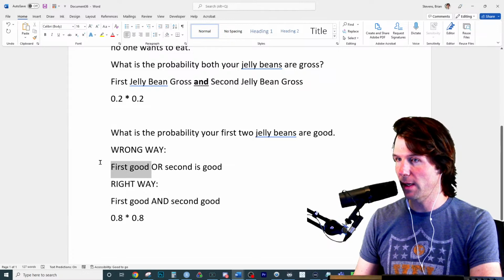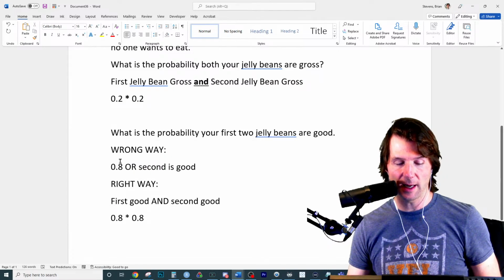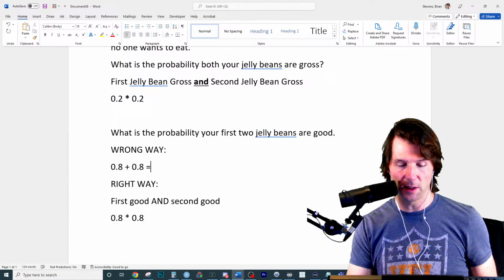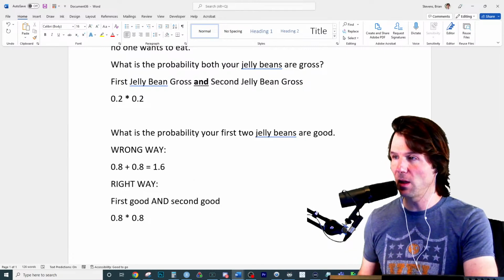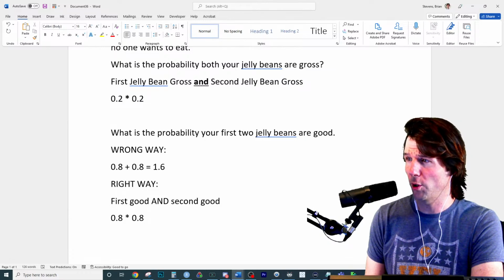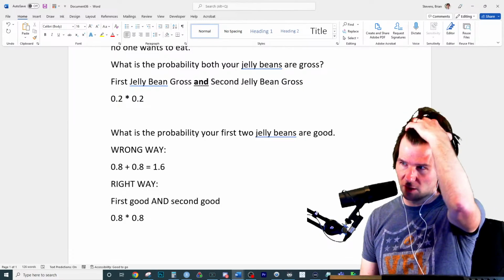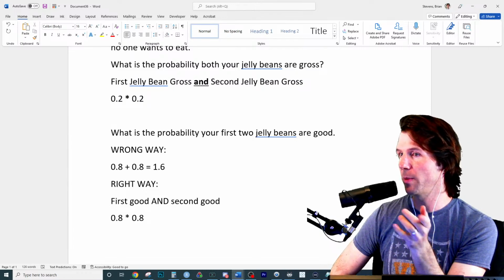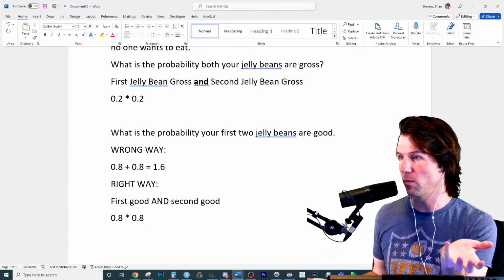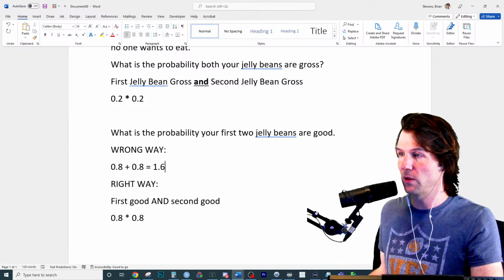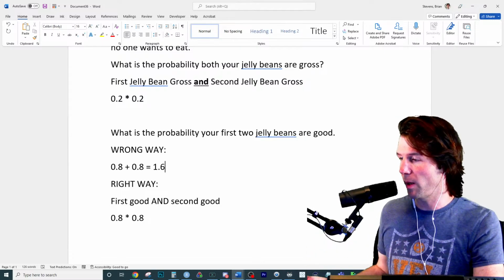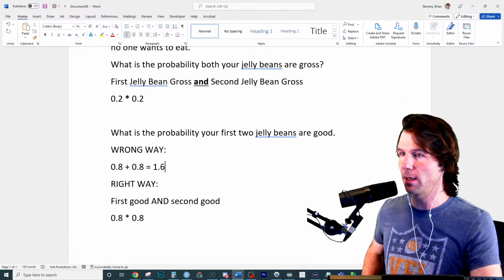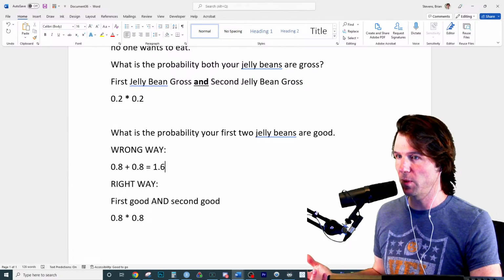If you do it this way right here, the OR rule states that they have to be disjoint. And what do you notice immediately about this to tell you you've done it wrong? You've broken a rule right there. Beyond it being the wrong way of doing it because they're not disjoint, because the first could be good and the second could be good, it's outside of 1. Probabilities are contained between 0 and 1. So if you obtain a probability like that, you're like, nah, probabilities done as decimals are between 0 and 1. So that is not a proper probability.